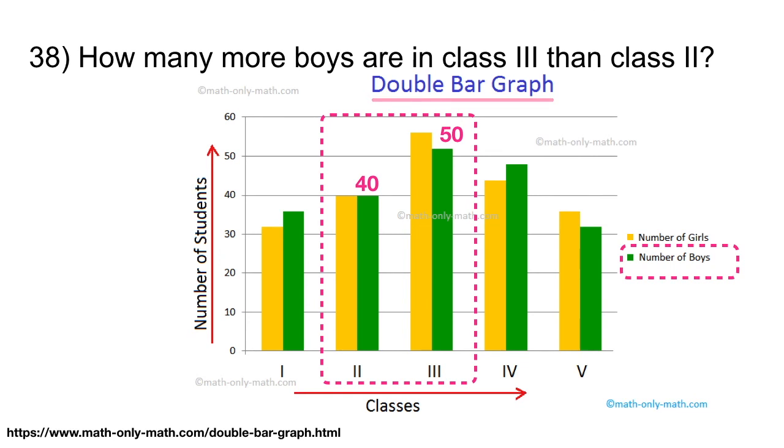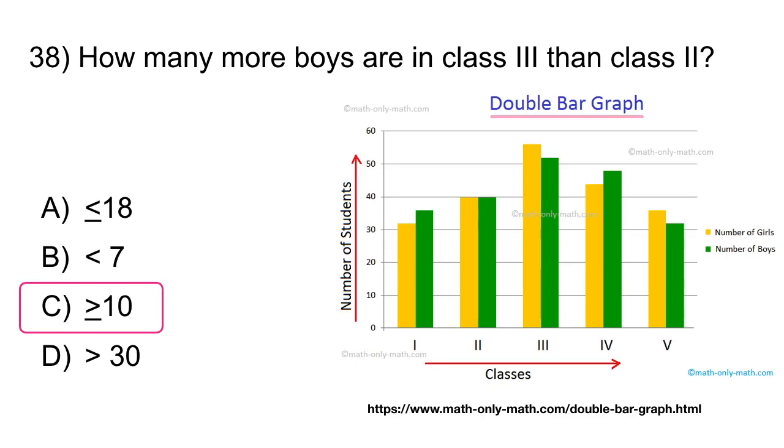Okay, so if we look exclusively at the green bars, because we're asked about boys, you can see that in class 3 there were 50 boys, and in class 2 there was 40 boys. Okay, so your answer would be C, greater than or equal to 10.